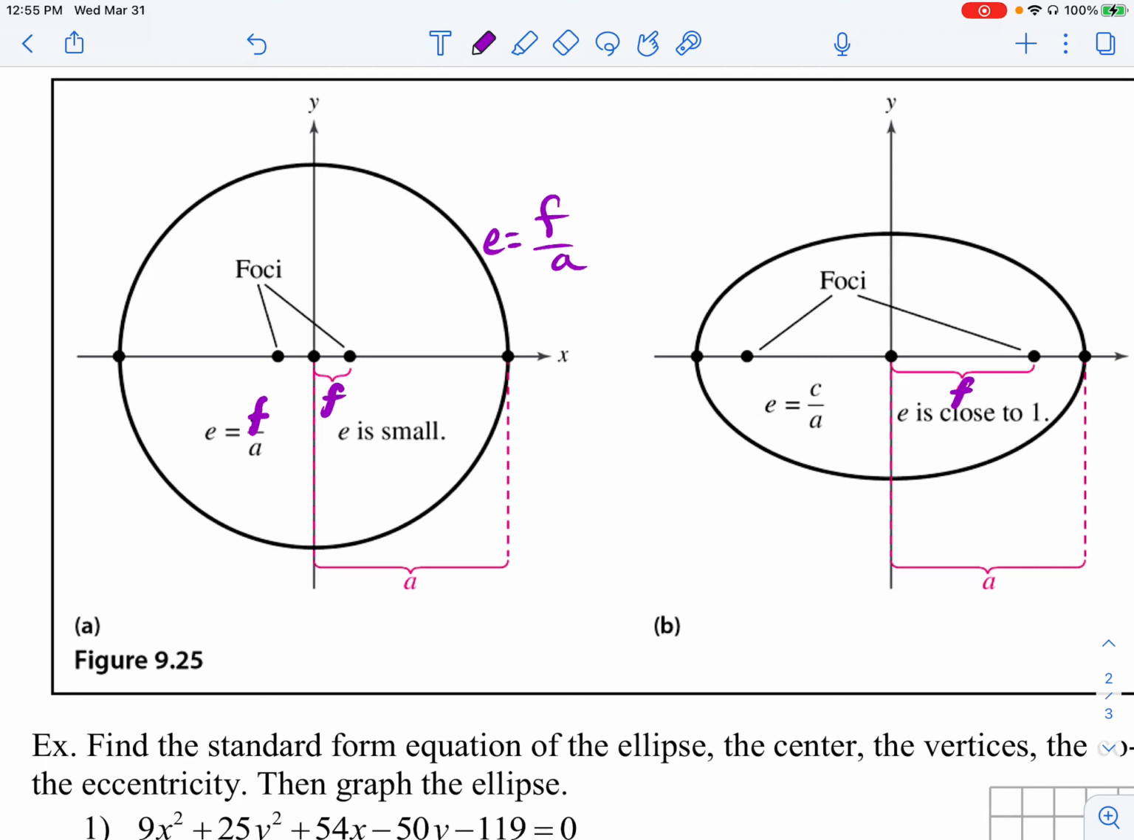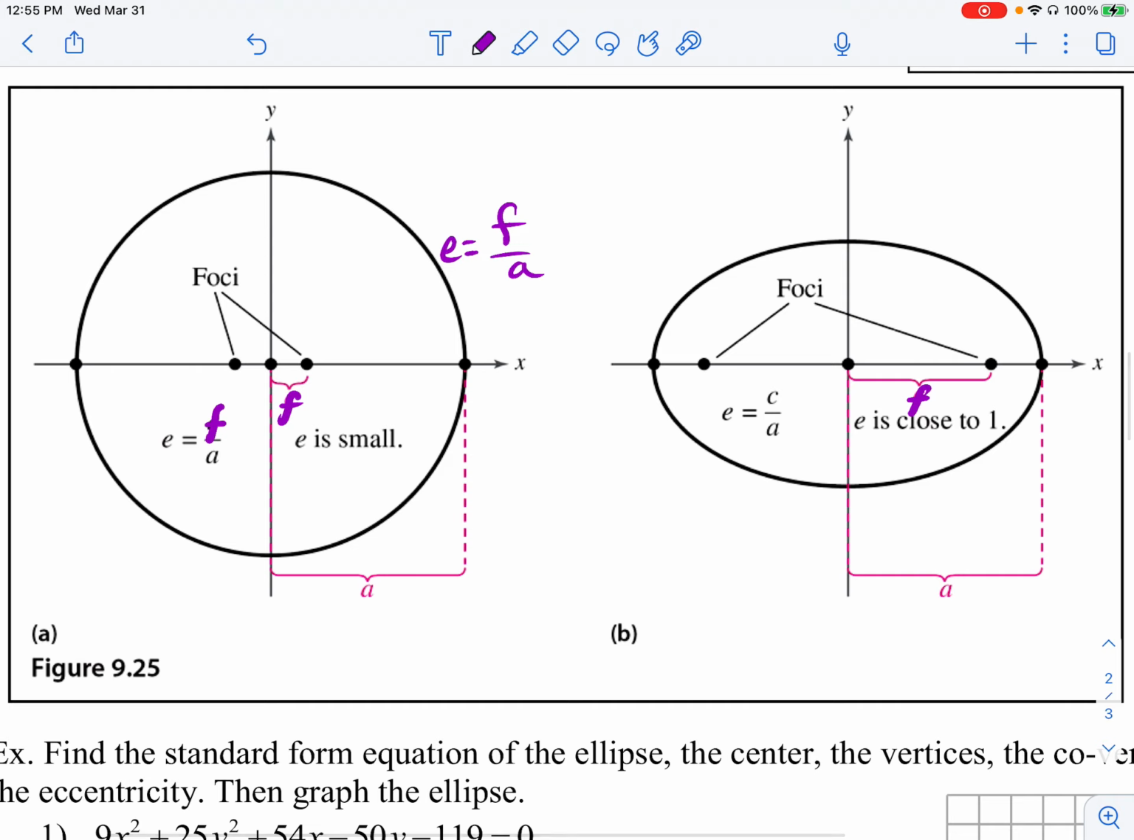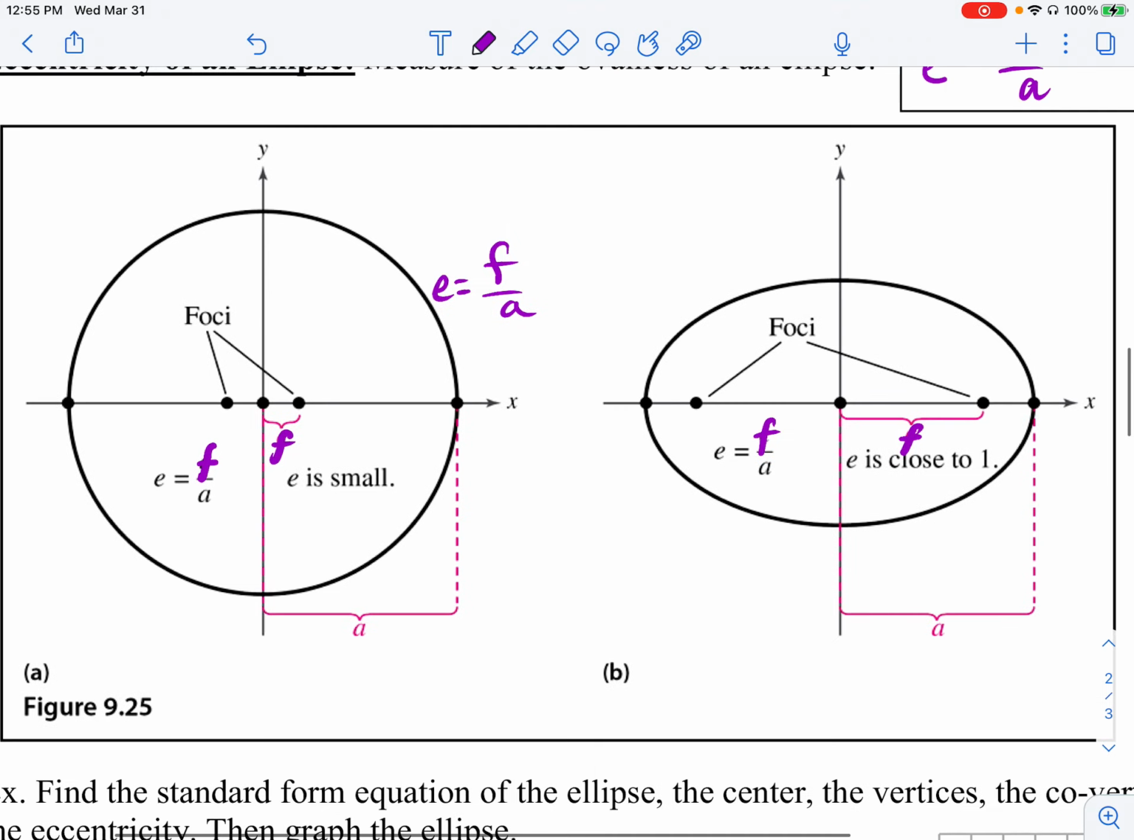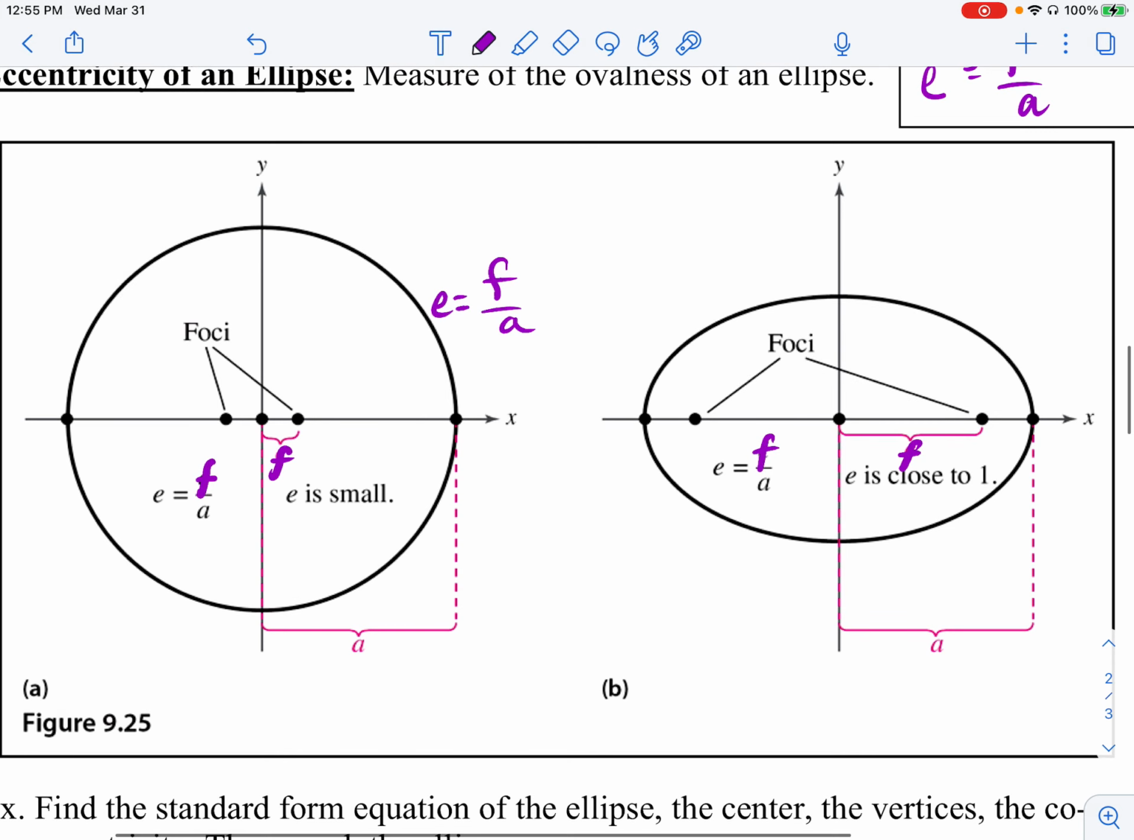Now compare that to this ellipse right over here. This time, compare this distance, your F value, to A. In this case, it's much higher. It's looking like it's closer to 0.7 or something like that. So we see here that it has a greater eccentricity, therefore it's more like an oval. Our eccentricity is always going to be measured between 0 and 1. Pause the video and think for a second: what does that mean if your eccentricity is 0?